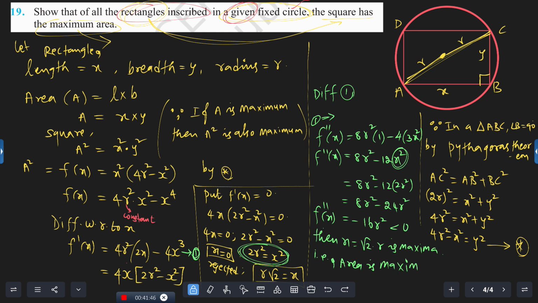What is the second question? They asked to say square also. Square means the x value and y value must be equal. Already we have the x value here. The y value we have to find. Where can we find the y value? With the help of the star point, you can find the y value.